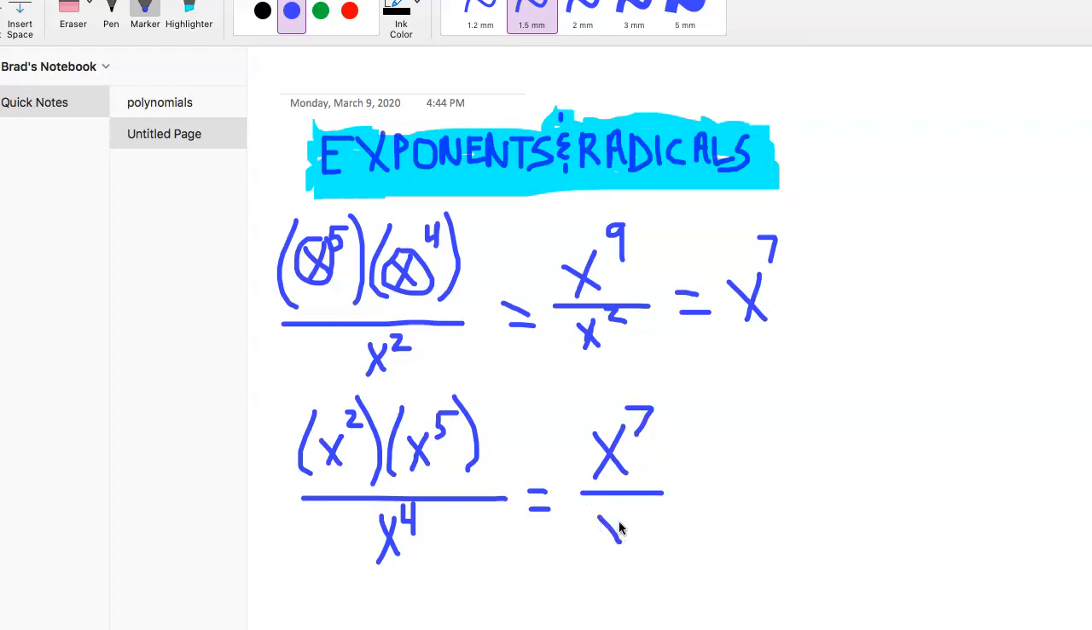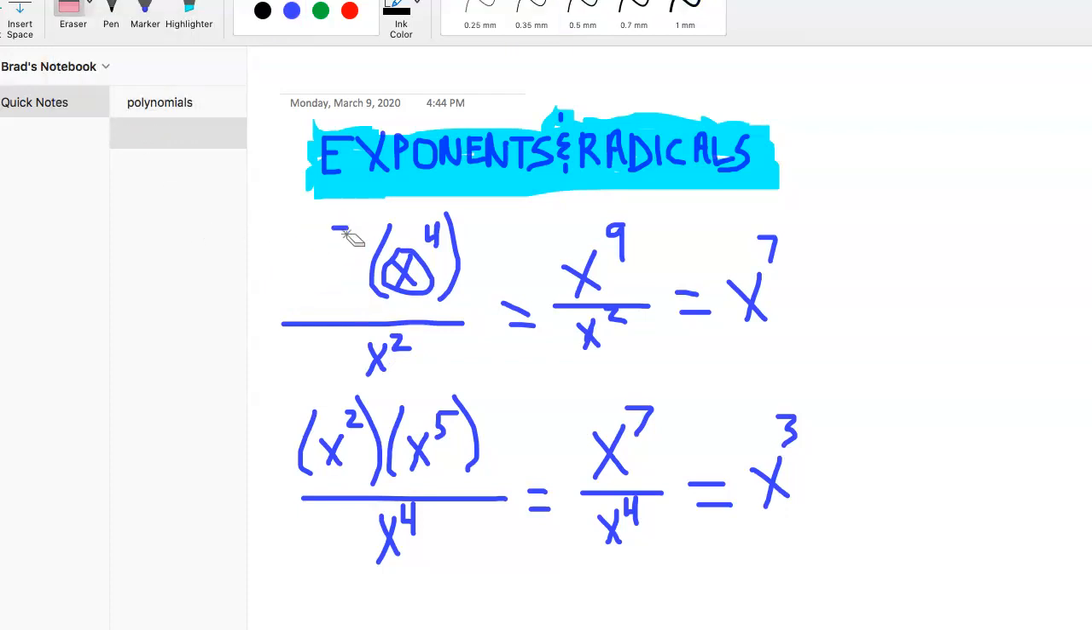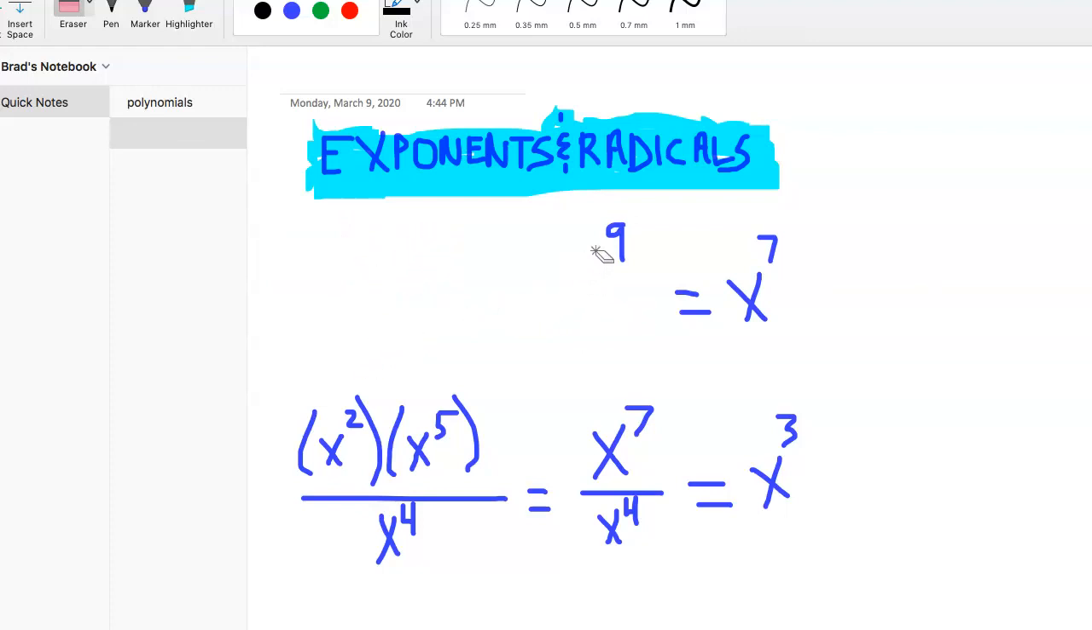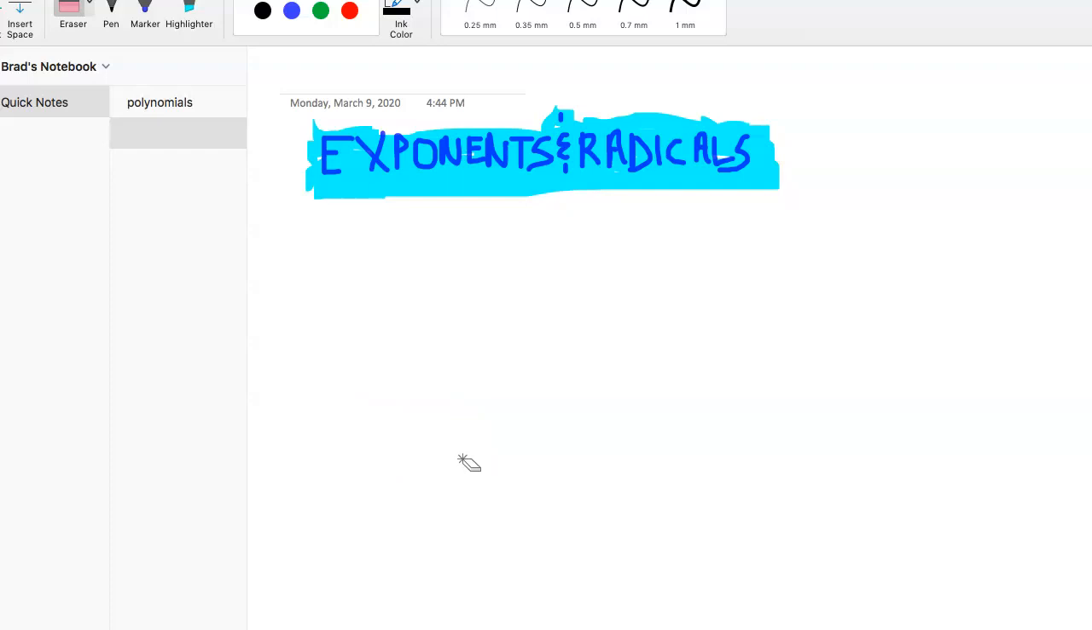divided by, we didn't change anything down in the denominator, so then we have still x to the 4th. And then we're just dividing exponents, and again, all we're going to do here when we divide exponents is subtract. 7 minus 4 is 3, and so we got x to the 3rd. Okay, so that's the first type of problem. Base is the same, we're multiplying them, add those exponents. When we're dividing exponents, we subtract the exponents. That's all you got to know for that type of problem. Pretty simple.